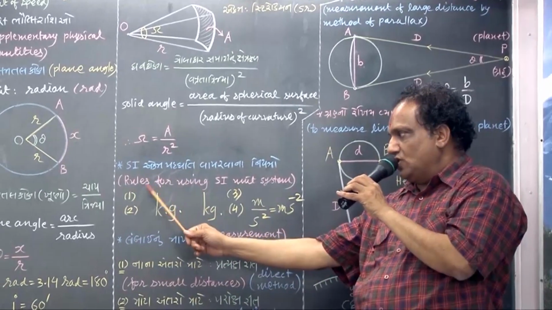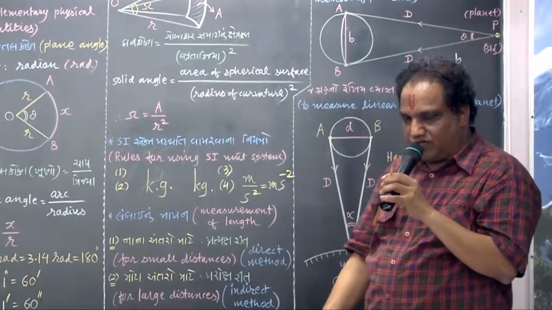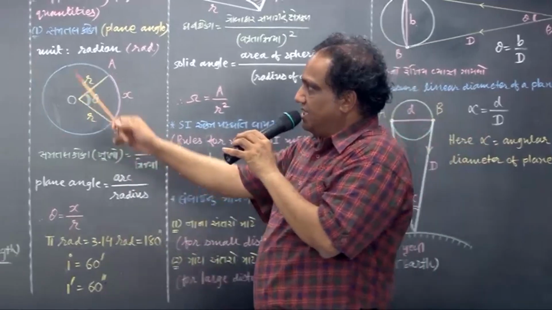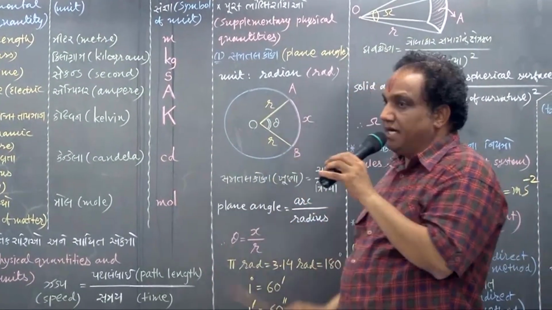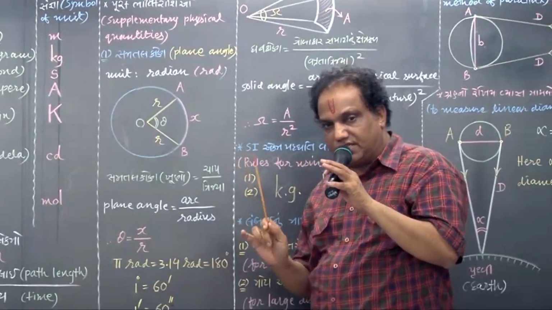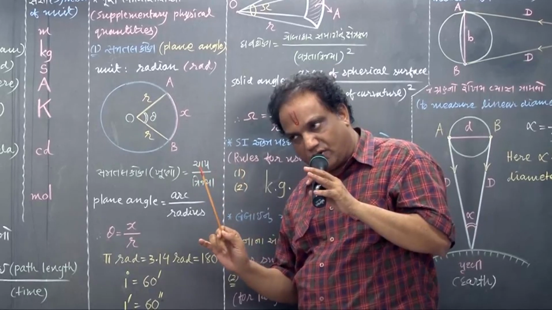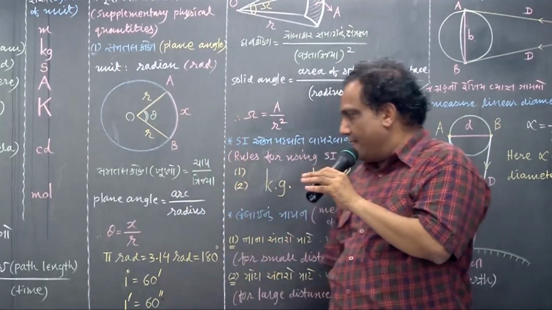There are certain rules for using SI unit system. What are the rules? Simple. First, you must write all the symbols as prescribed in the tables of SI unit system. You must not make any change whatsoever. Okay? Identically same, you must write the symbols.